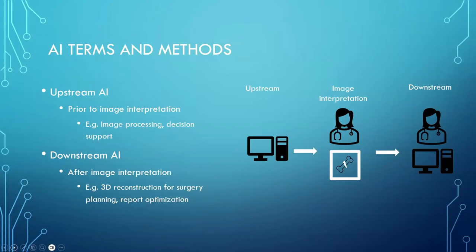And then we have downstream AI, and these are applications that are deployed after the image is interpreted. These could be 3D reconstructions for surgery planning. They could be report optimization and different text-based applications for the radiology report. But this is just to remind you that not all AI applications in radiology are specifically related to interpretation.